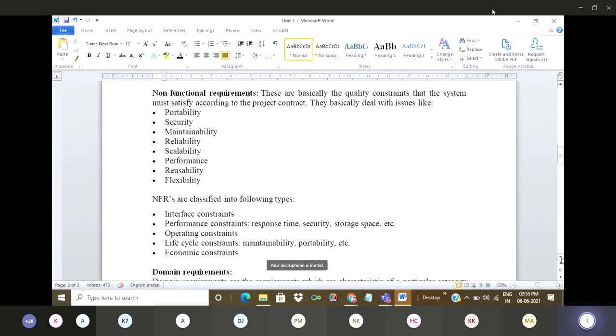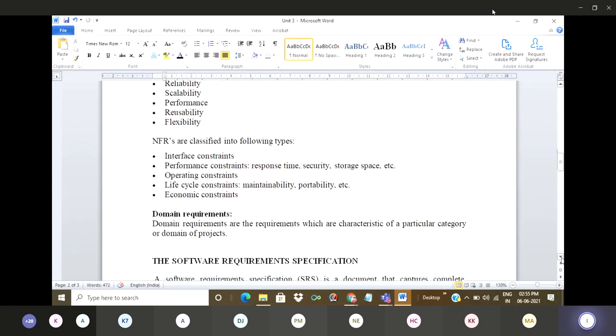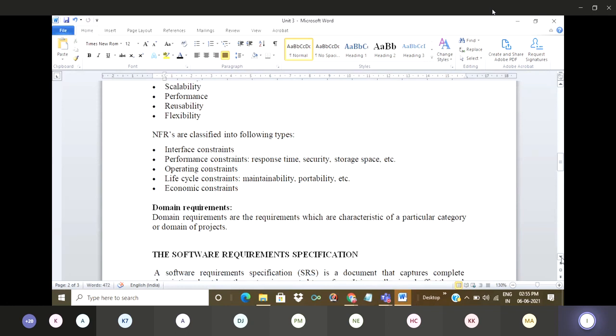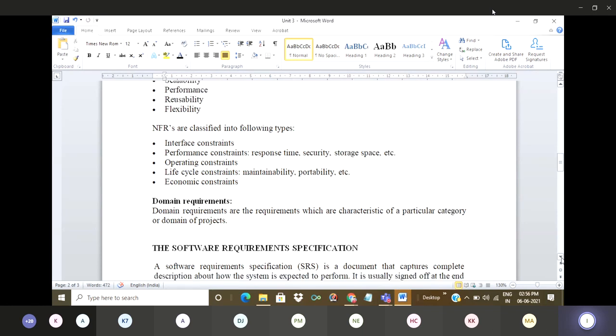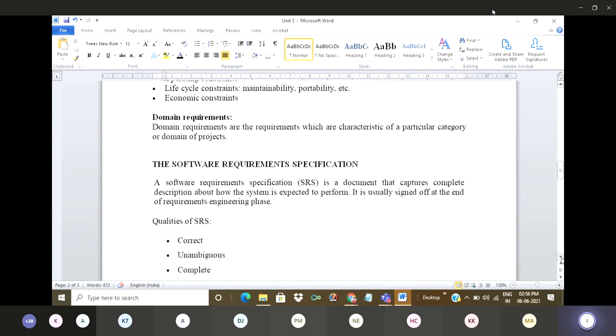So NFR, non-functional requirements, are classified into the following types: interface constraints, performance constraints, which include response time, security, storage space, etc., and operating constraints, lifetime constraints, and economic constraints. Then next is domain requirements. Domain requirements are nothing but the requirements which are characteristics of a particular category or domain of project.